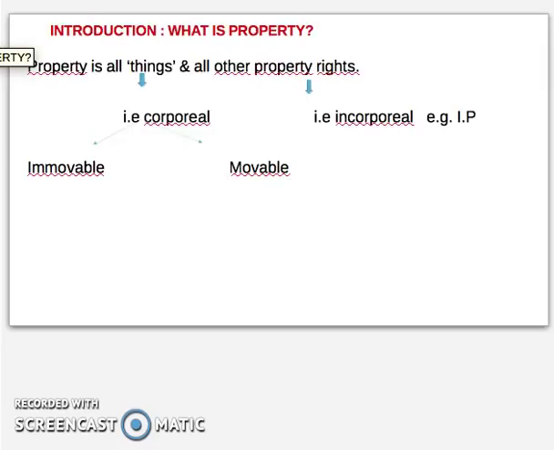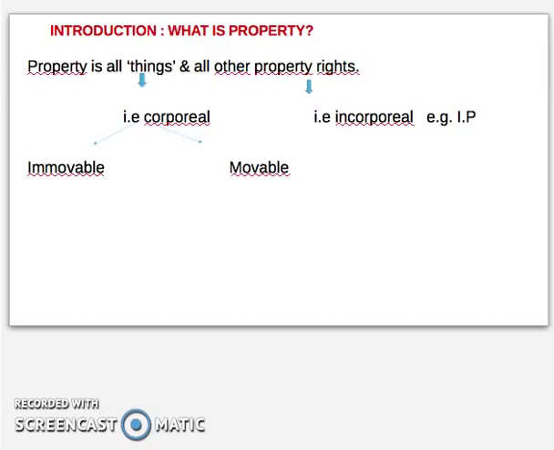So the first question, what is property? According to the Dutch Civil Code, property is all things and all other property rights. So all things in this context refers to corporeal objects. Corporeal means things which you can feel, things that are physical, things that are tangible, things that you can see. So all those things are called corporeal, and corporeal things are divided into 2 subsets: immovable things and movable things.